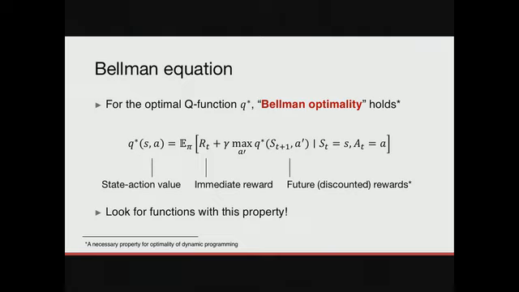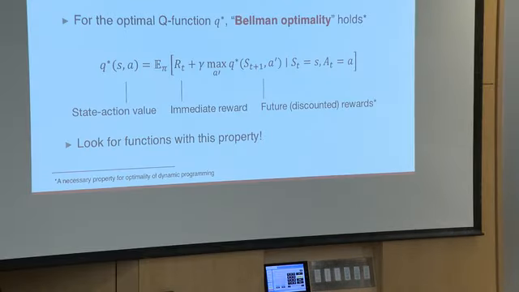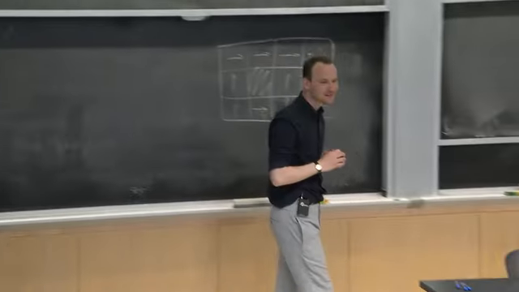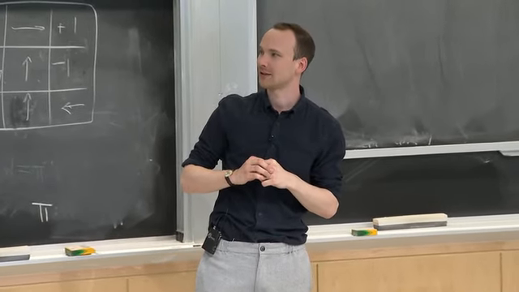So the question is, how do we find this thing? How do we find Q star? Because Q star is not only the thing that gives you the optimal policy, it also satisfies this equality. This is not true for every Q function, but it's true for the optimal one. Questions? If you haven't seen this before, it might be a little tough to digest.